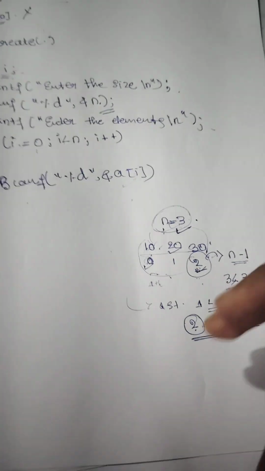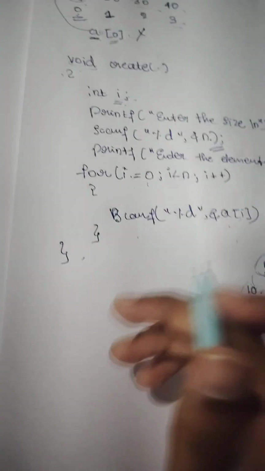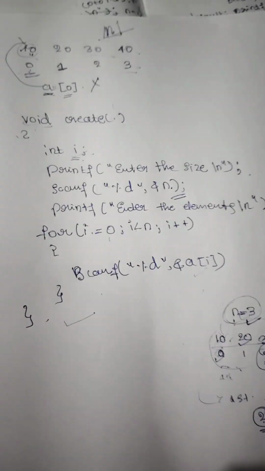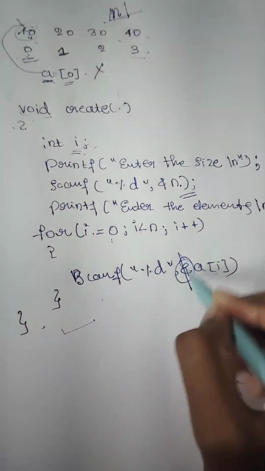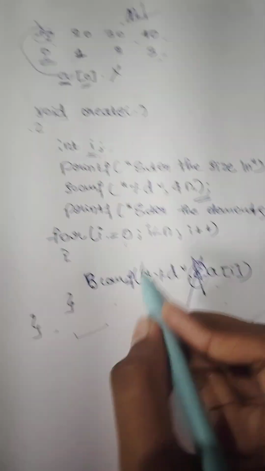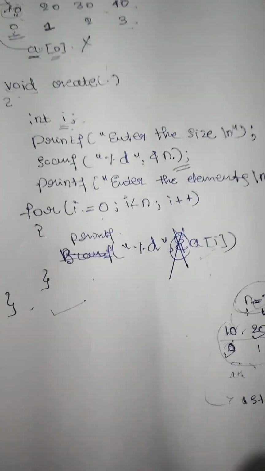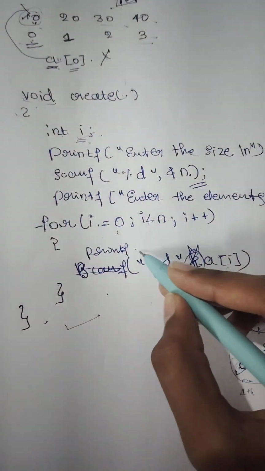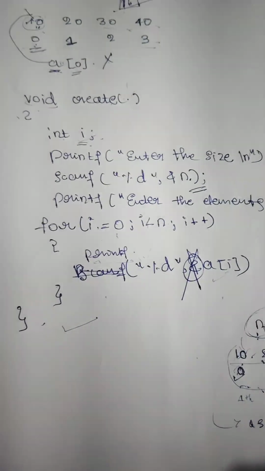So it all depends on you how much size you put into the program and what elements you are inserting. Okay, so this is the function for creating the array. Now let's go into displaying the array. While displaying the array, the only change that you will make is removing this ampersand operator, and instead of scanf you will use printf here. Okay, why? Because creating an array requires inputs, while displaying the array is just showing you the outputs. That's why we are using the printf statement here.